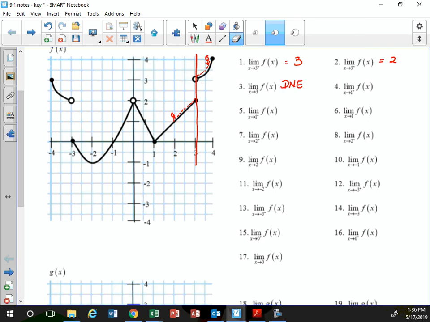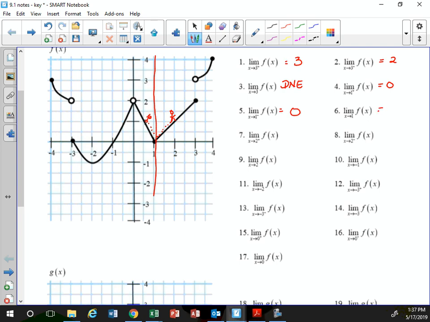Okay, so let's try the next one together. Says as x approaches 1 from the right, so I'm drawing my wall at 1. I come from the right. What y value is my guy approaching? Okay. Number 5, 1 from the left. 0. So what do you think the answer to number 6 is?